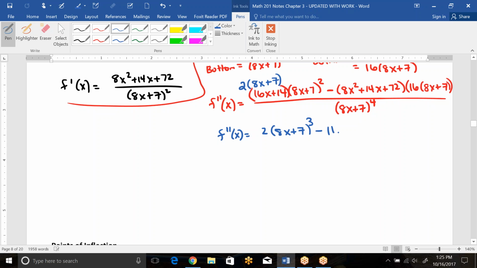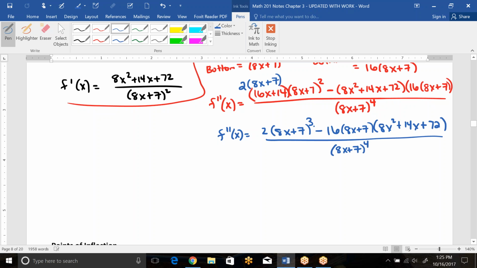minus, I have a 16 right here. I have an 8x plus 7. And I don't think this is going to factor into anything that's going to help us, because for this to factor into another 8x plus 7, we would need it to have something in the end that's divisible by 7, and 72 is not divisible by 7. So I think we're just going to have to work with what we have.